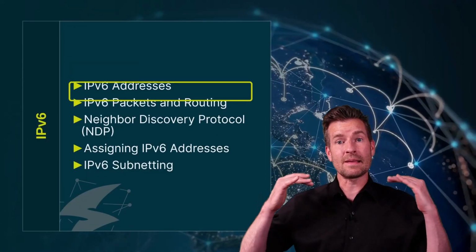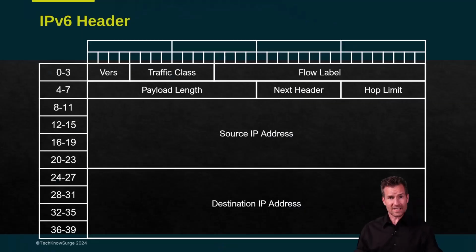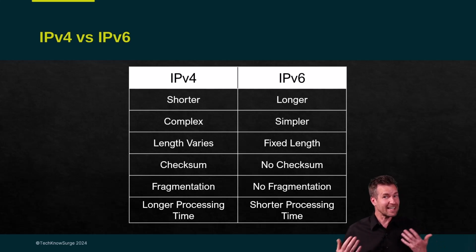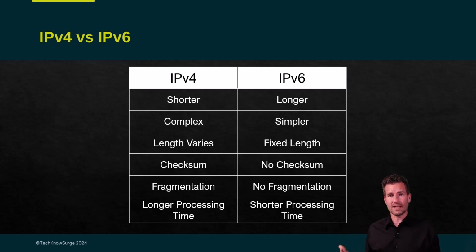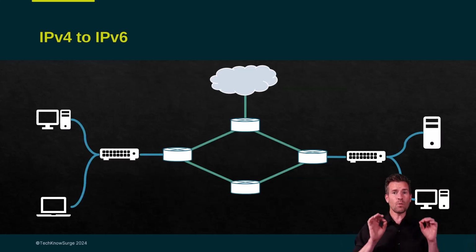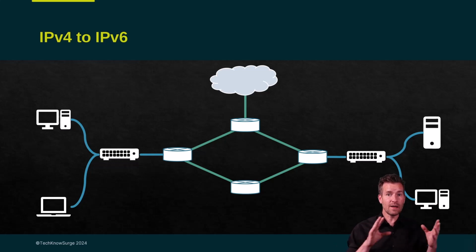Then we took a look at the packets and routing. We saw how the header was different with IP version 6 versus IP version 4. And what are some of the benefits and trade-offs as we move towards IP version 6? And some of the ways that we can start transitioning from IP version 4 to IP version 6.